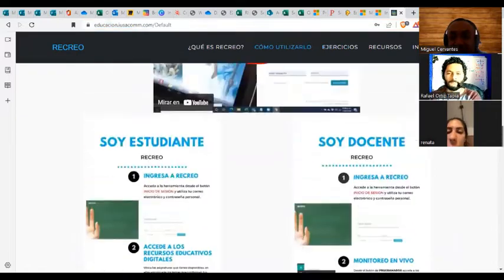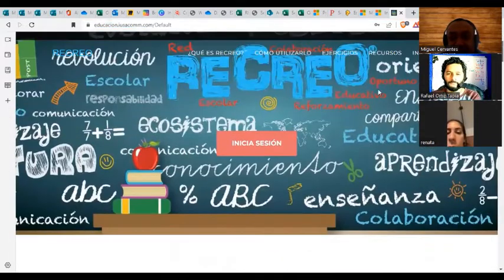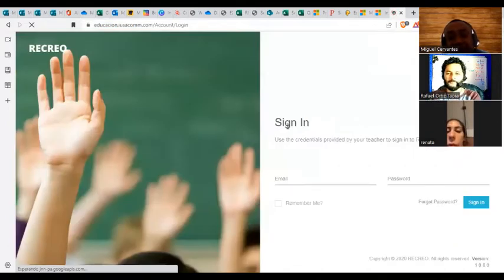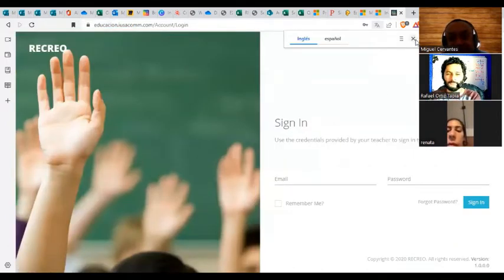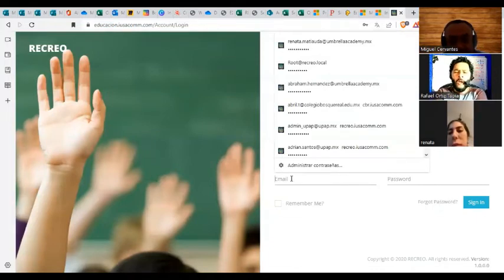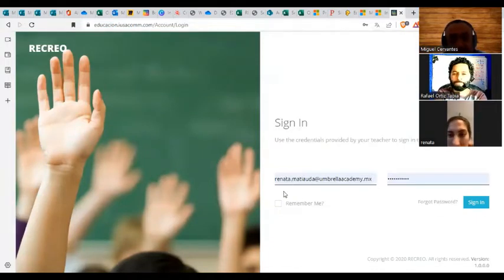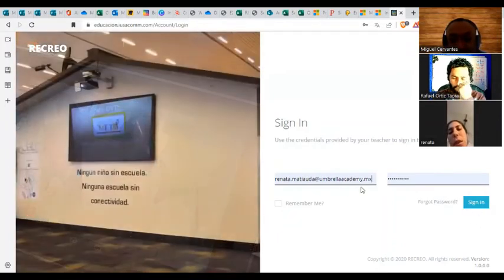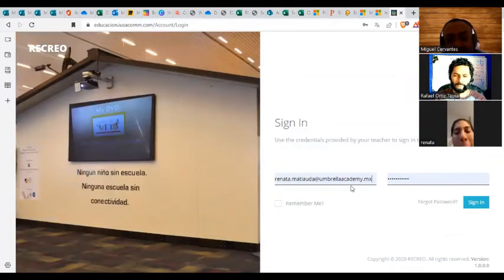So super easy. Here, go to Inicia Sesión, and it will open this page. Here you need to write down your user and the password, or copy the user and copy the password. And then, Nata, please make sure you don't have any blank spaces.